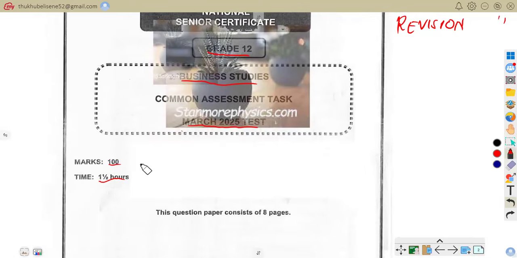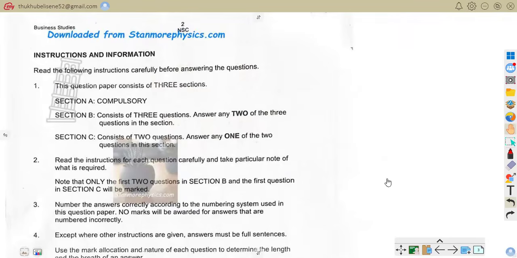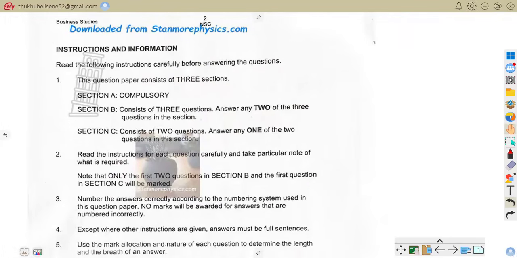In fact, total marks of this question paper is 100 marks. And you are to take 1 hour 30 minutes to write this paper. That is that. So let us quickly go to the information and instructions. So here we are on instructions and information.